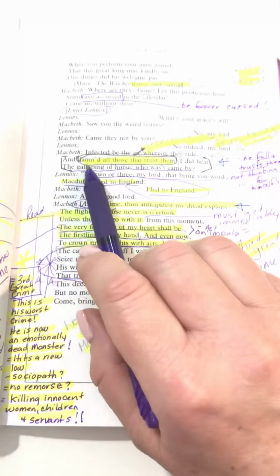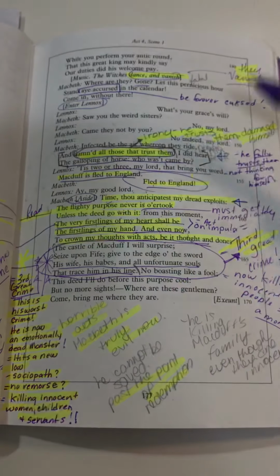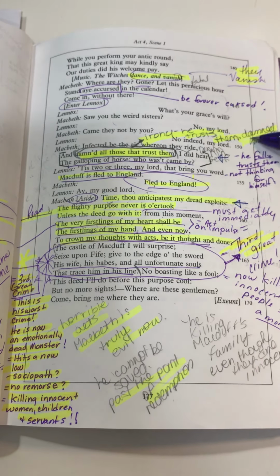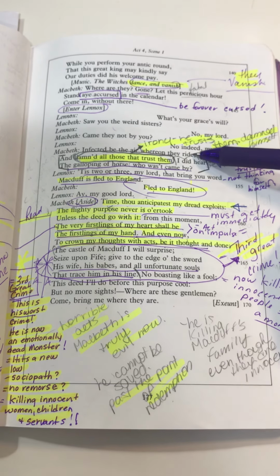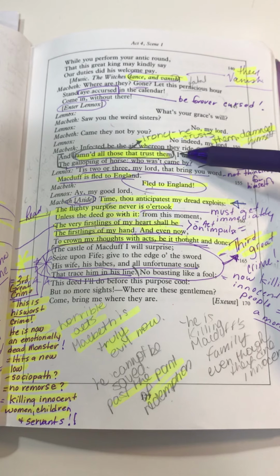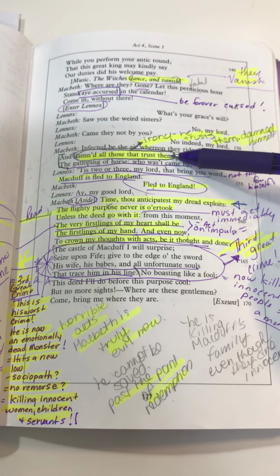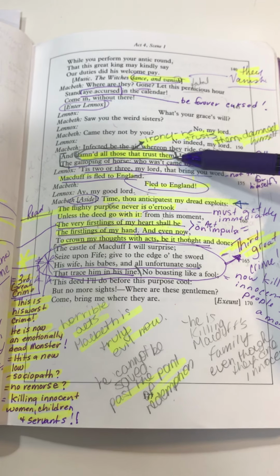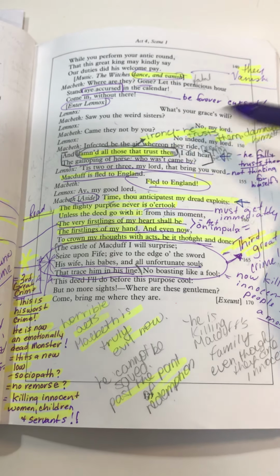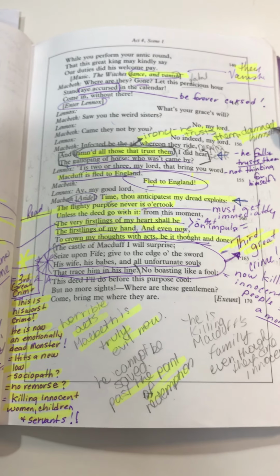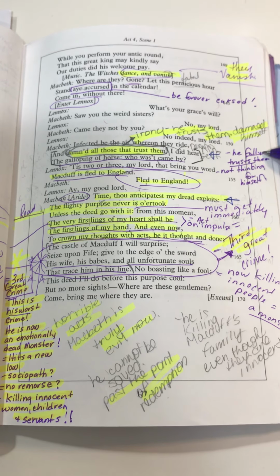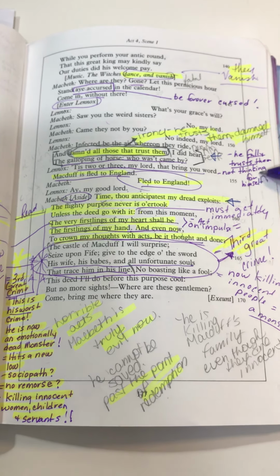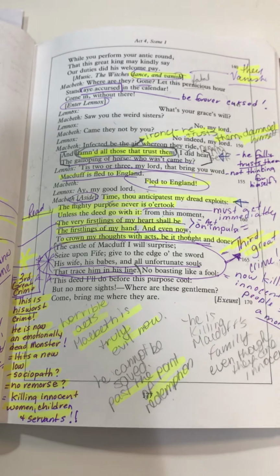All right, so here's where he actually damns himself. He's trying to place a curse on them. He says, infected be the air whereon they ride, the witches. And he says, and damned all those that trust them. Now, he falls into that category, right? So it's ironic. He trusts them, and so he actually damns himself. He fully trusts them, not thinking about himself here. Yeah.